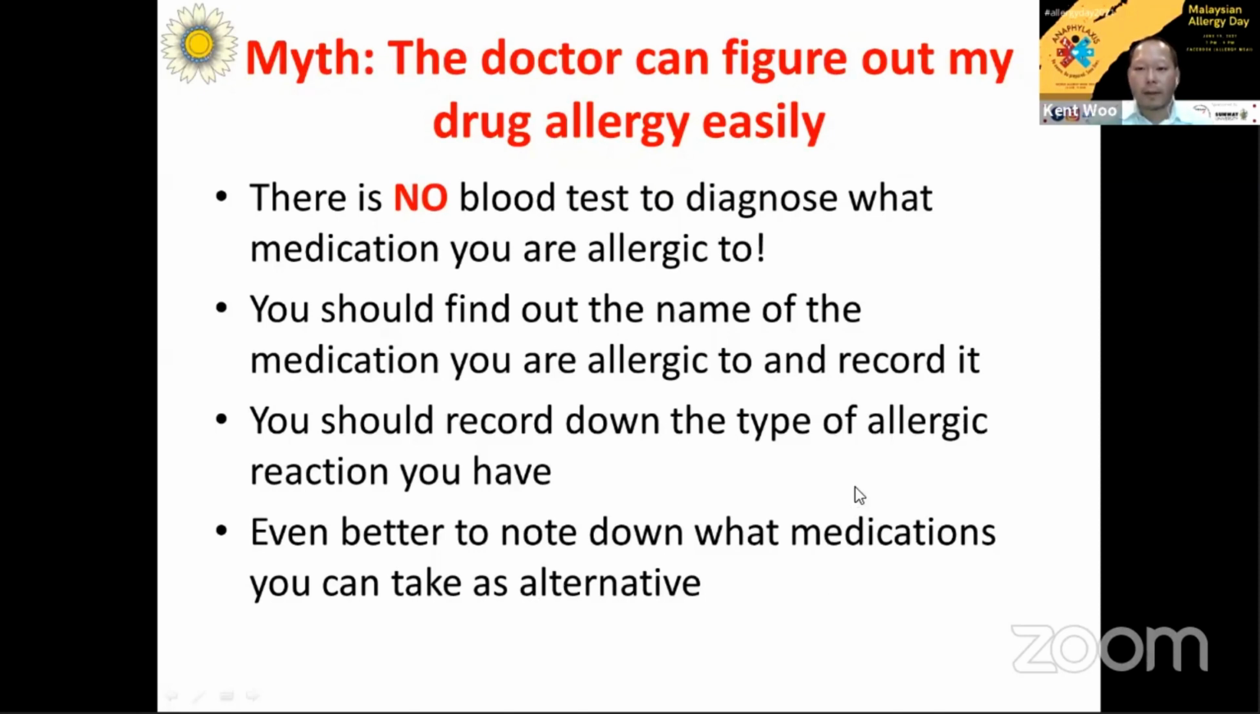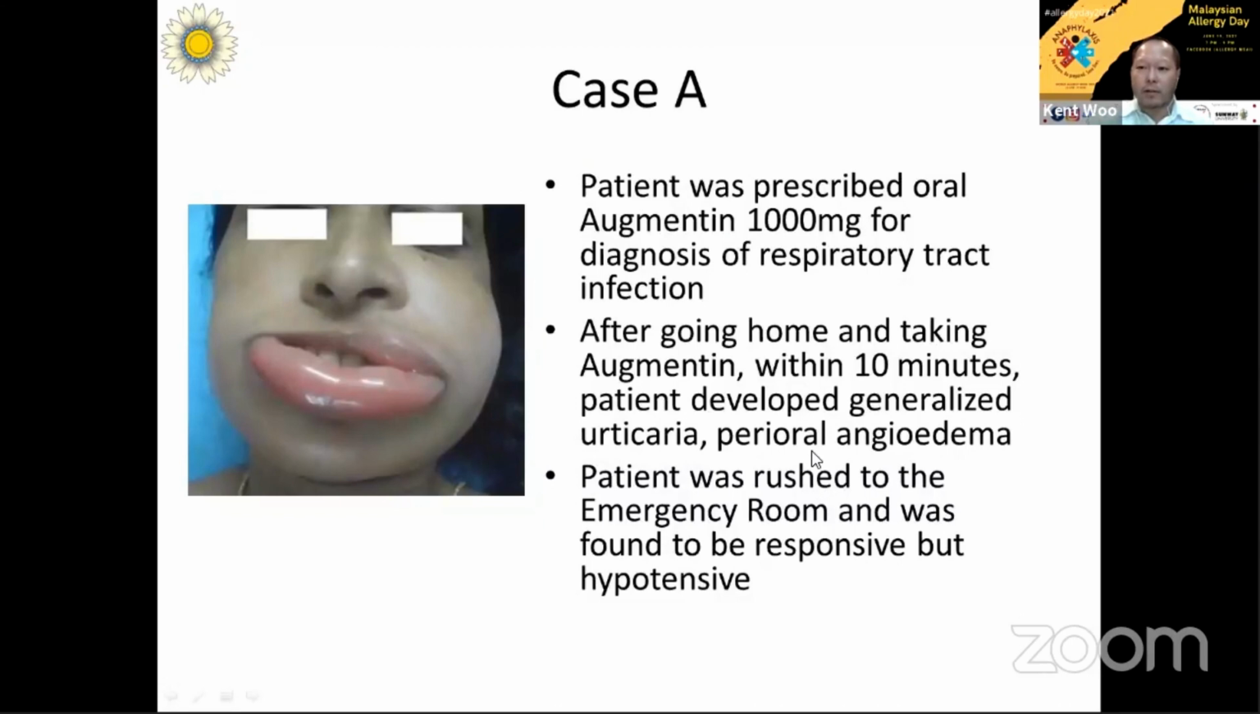Now let's proceed back to case A. So she didn't know what antibiotic. She needed the antibiotic, so the doctor took a chance and prescribed Augmentin. So she went home, took Augmentin, and within 10 minutes, this is what happened. You can see here swelling of the lips. She also had shortness of breath, and she had to be rushed to the emergency room where it was found that her blood pressure was very low.